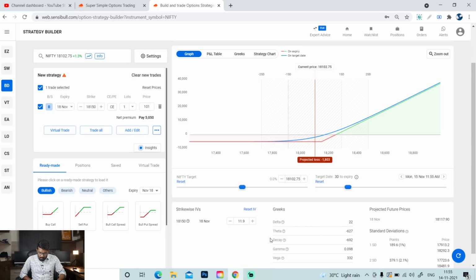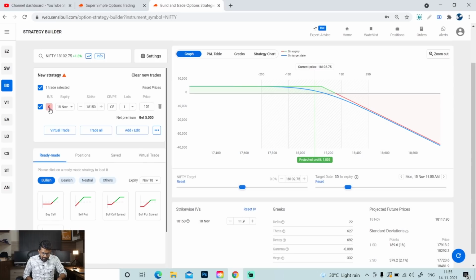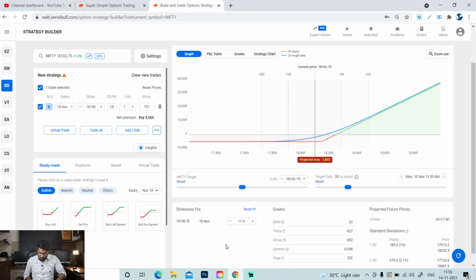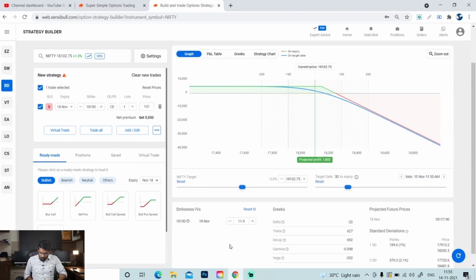If you see here, call options always have a positive delta and put options always have a negative delta. So when you buy a call option and the price increases, the option premium also increases because delta is positive. If I sell the same call option instead of buying it, I will have a negative delta. See here, when I was buying this 18,150 call option, it had a positive delta of 22. If I sell the same option, it is going to be a delta of negative 22.